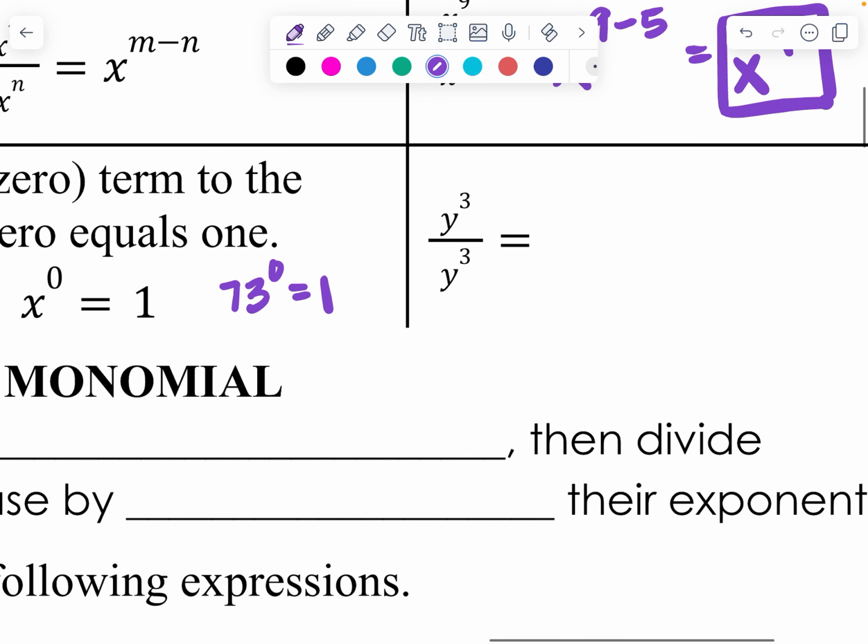Okay, so we have y to the power of 3, or y cubed, divided by y cubed. So we would subtract the exponents, and we end up with y to the power of 0. Well, no matter what y is, any number to the power of 0 is 1.